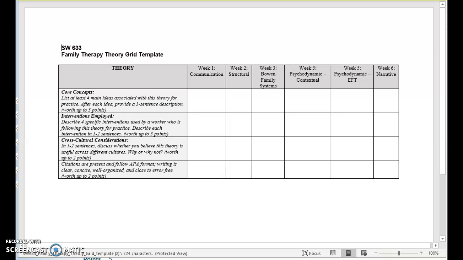Also, don't forget to use APA format and include in-text citations as well as references. You don't need to use the typical organization of APA, such as a title page and such, but I am looking for the in-text citations and references. And this section of the grid is due by Sunday at 11:59 p.m.